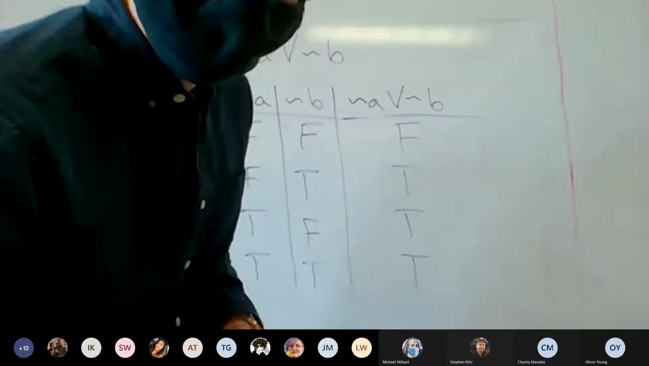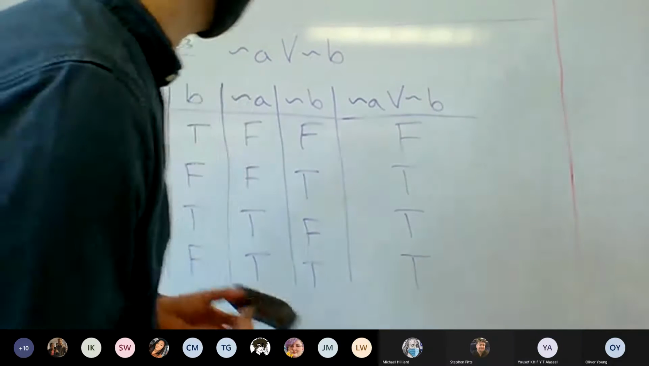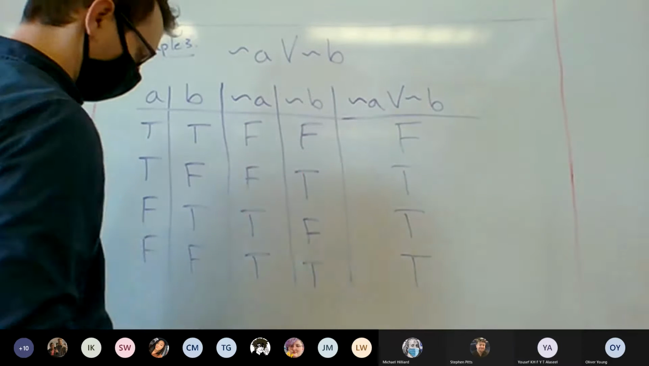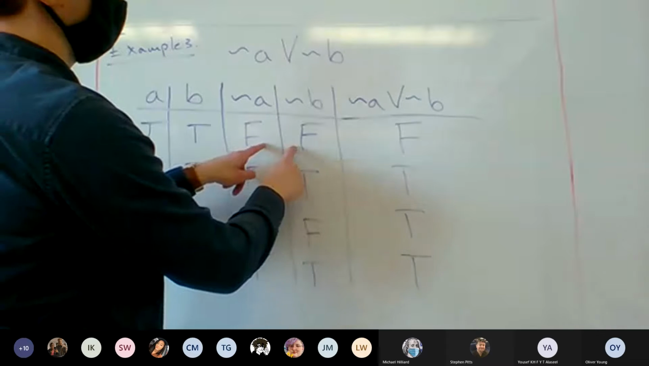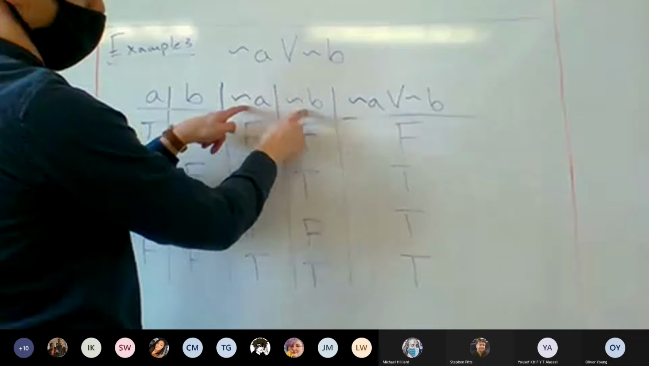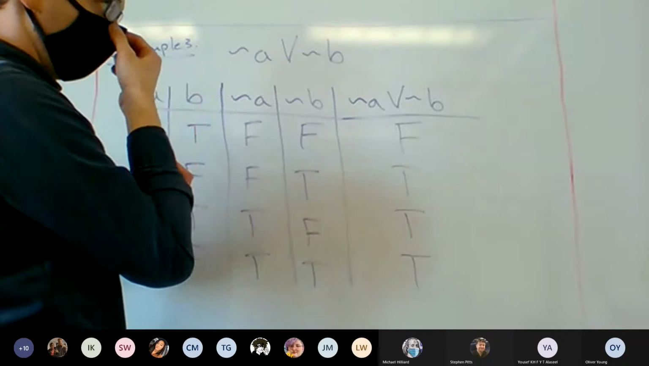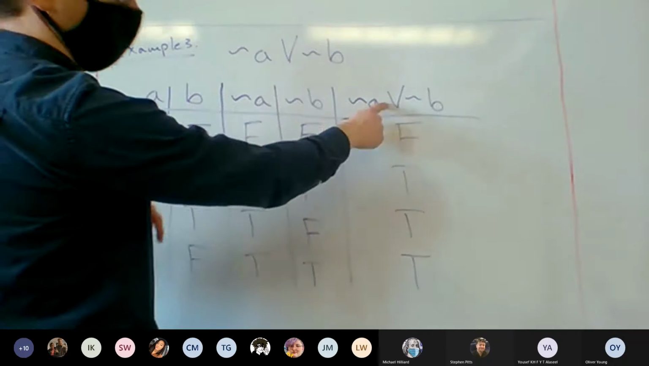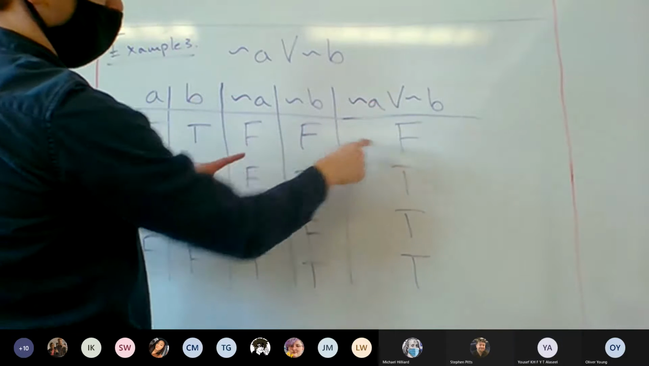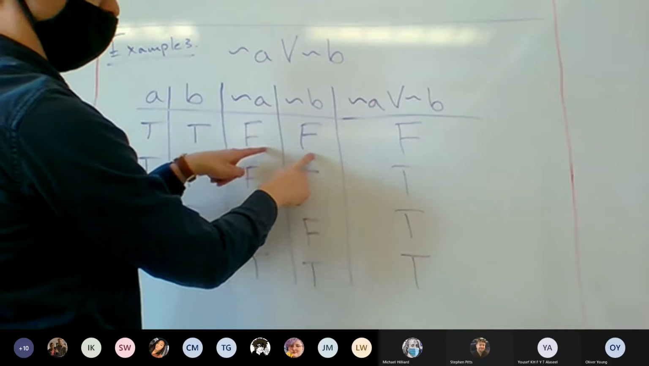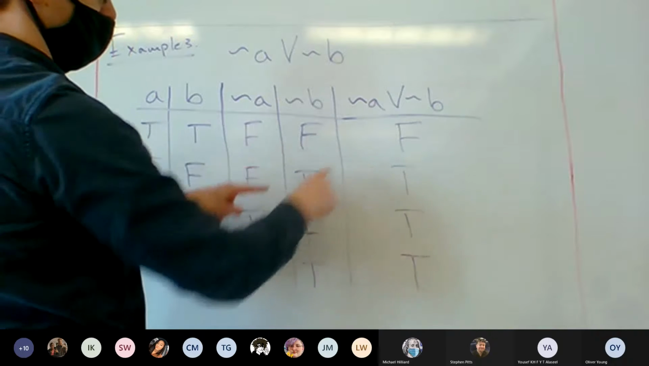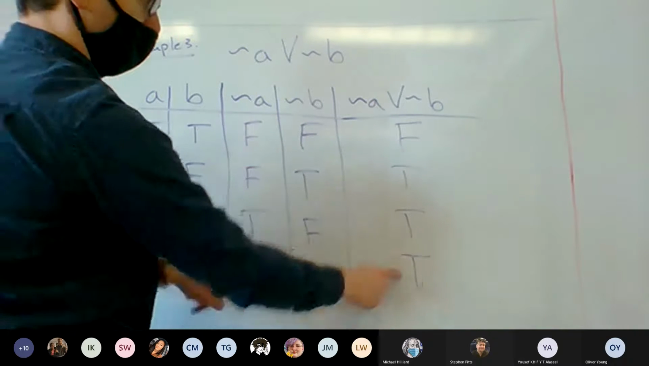Oh, go ahead. How did you do the last one? The last one is coming from combining these two columns, right? These are the two pieces that are building the disjunction statement, the negation of A or the negation of B. And then just using the rule for ORs, which we covered last time. An OR, a disjunction, is only false if both inputs are false. And this is the only row where both inputs are false. Hence, the rest of them are true.